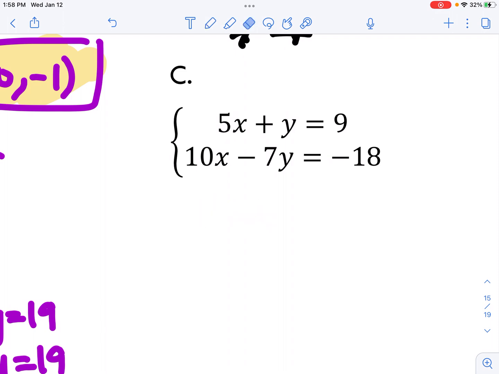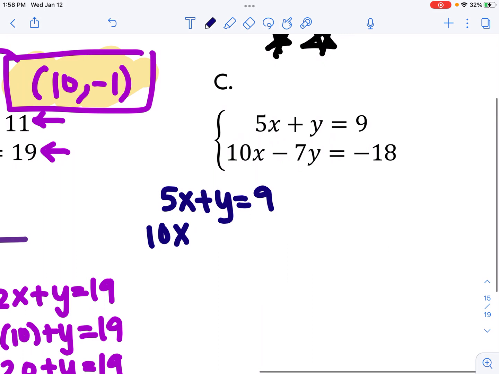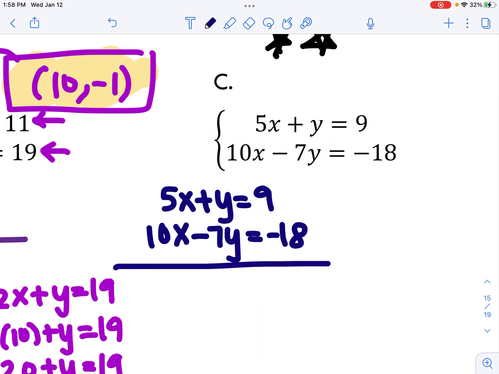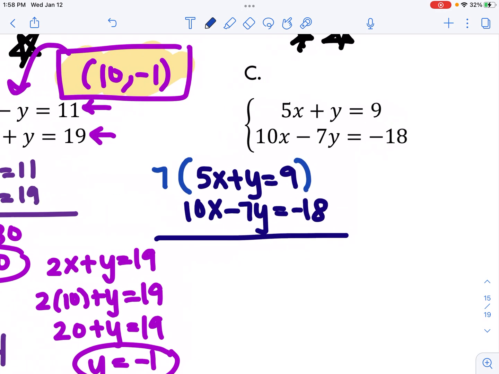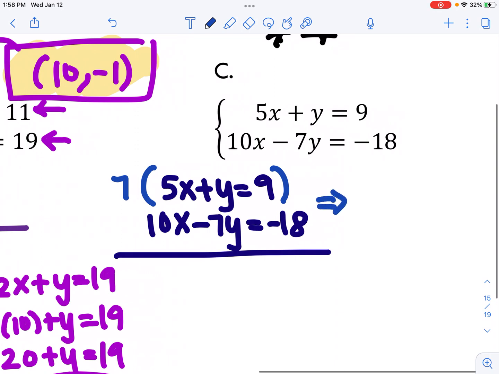Actually, I'm going to give myself a little bit more room. We have 5x plus y is equal to 9. We have 10x minus 7y is equal to -18. Giant equal sign. Now, once again, our goal is to get that second term right here to become positive 7. And to do that, I'm going to multiply every term here by 7. So I'm going to show my work here.